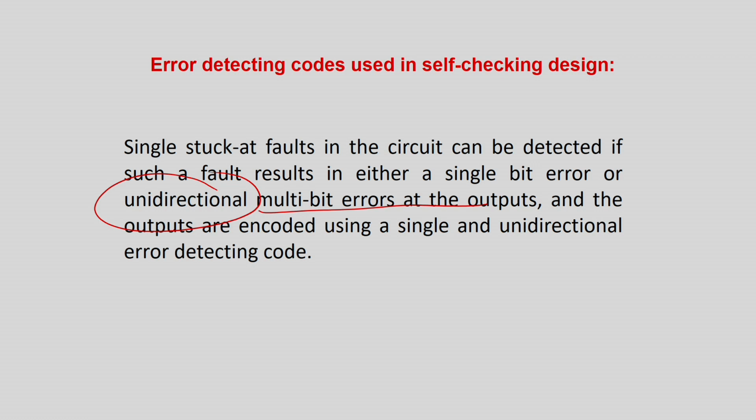Extremely difficult cases happen if there are bidirectional errors, that is, one line goes from 1 to 0 and the other line goes from 0 to 1. That actually balances the errors. So it is very difficult to detect such errors, and extremely complicated coding may be used to do it, but then the tested area will also become very high.